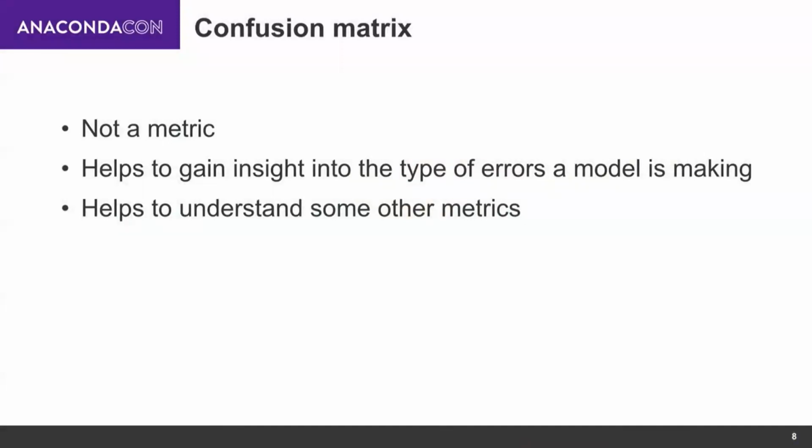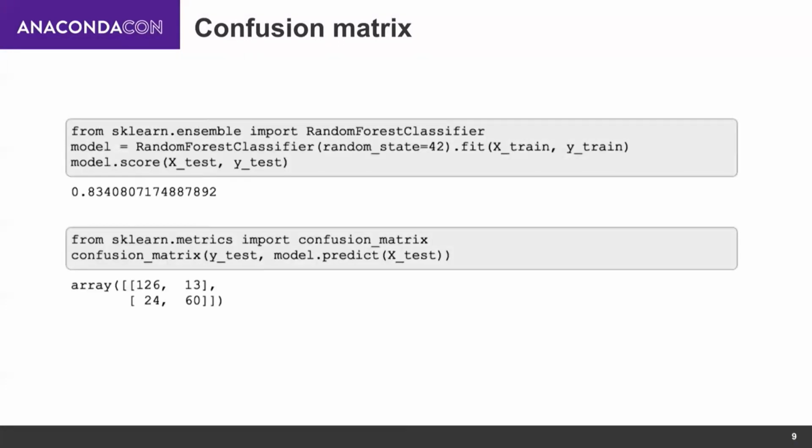Confusion matrix is a table, basically a matrix that gives you numbers of how many samples your model classified correctly for what they are and how many it mistook for something else. It's technically not a metric, it's more of a diagnostic tool, but it helps to get insight into the types of errors your model is making, and it also helps to understand other metrics that are derived from it. So that's why we're going to look at it.